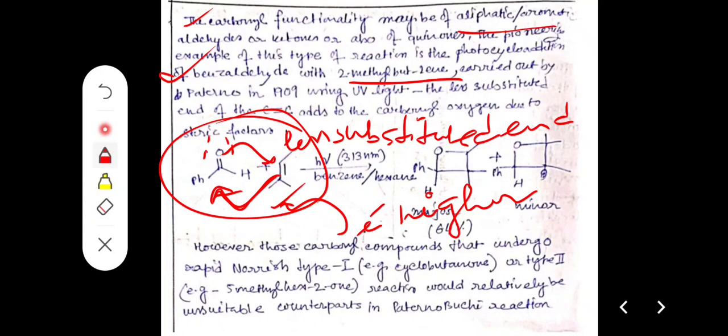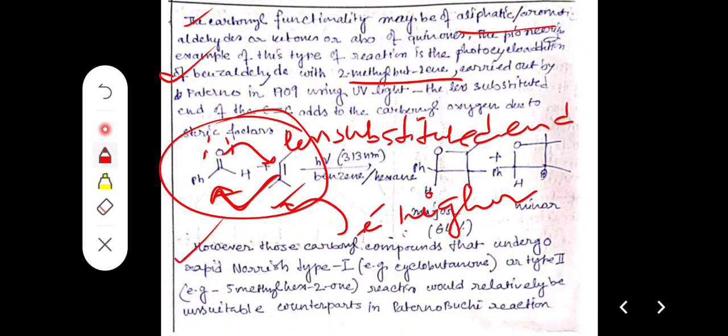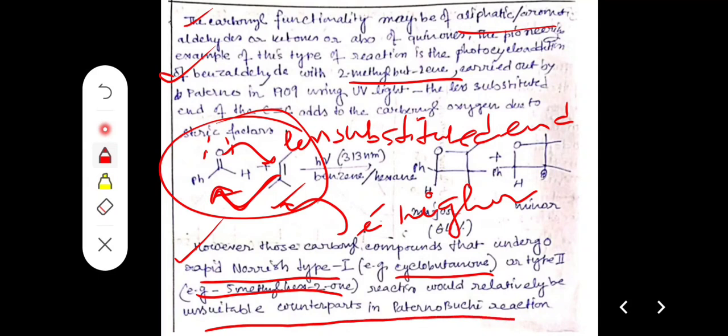Now, however, those carbonyl compounds that undergo rapid Norrish type 1, that is cyclobutanone, and type 2, that is 5-methylhexan-2-one reaction, would relatively be unsuitable counterparts in Paterno Buchi reaction. They always show Norrish type 1 and Norrish type 2 reaction, but relatively are unsuitable counterparts in Paterno Buchi reaction.